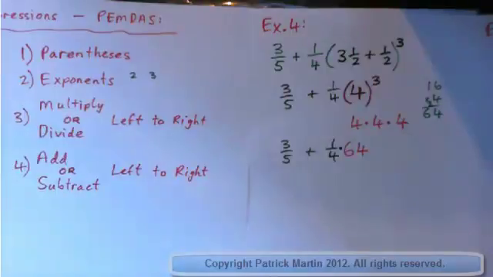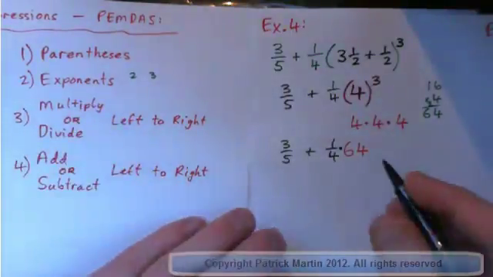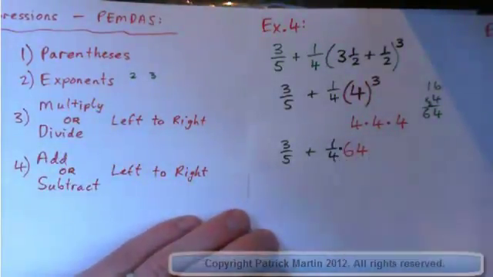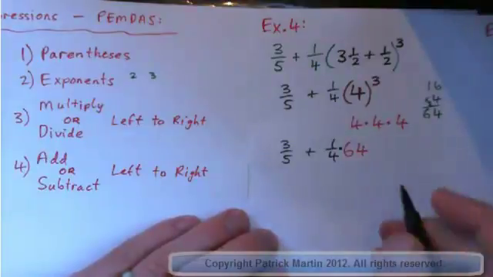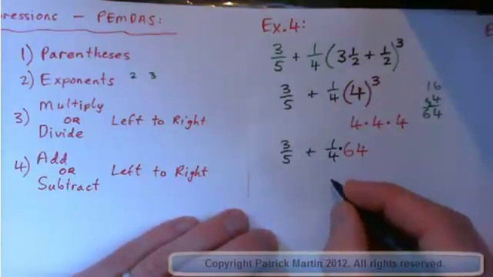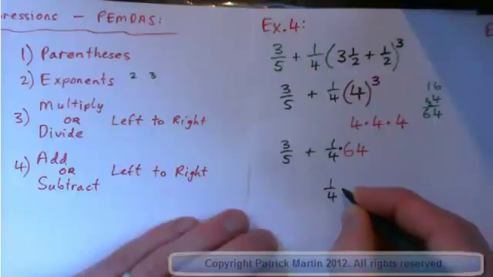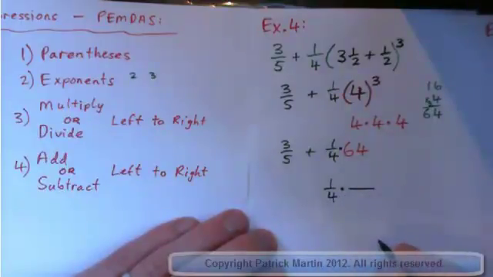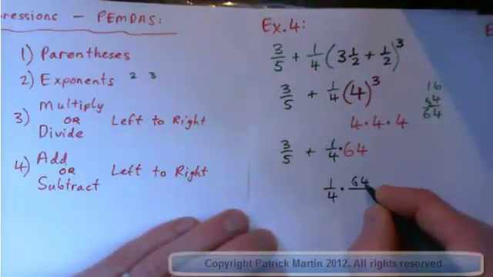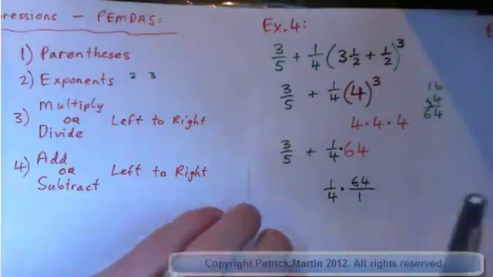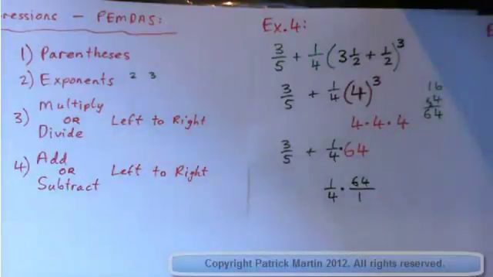I should multiply first, right? So how do I do a quarter times 64? Write 64 as a fraction first of all. 64 as a fraction is 64 over 1. Now, can anything cross cancel?